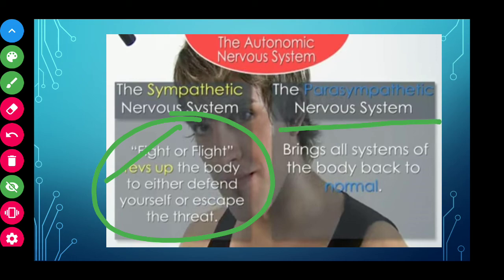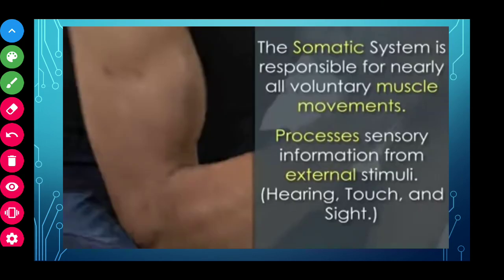The parasympathetic nervous system brings all the systems of the body back to normal after this response. So, this is the summary of nervous system.